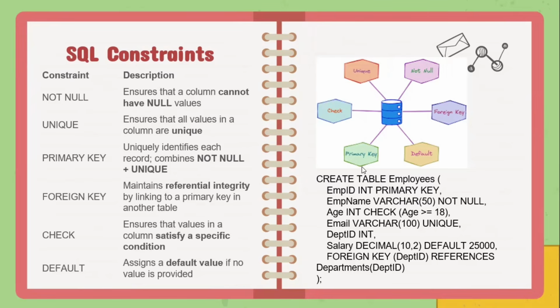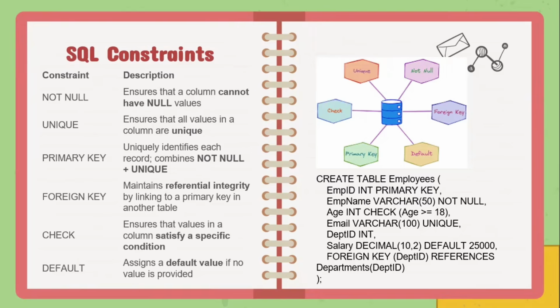Here you can see the diagram. Suppose we are creating a table employees. The employee ID, as we have already discussed, should be the primary key because each and every employee has a unique ID. And the employee name, each person should have a name. So that's why employee name should not be null.